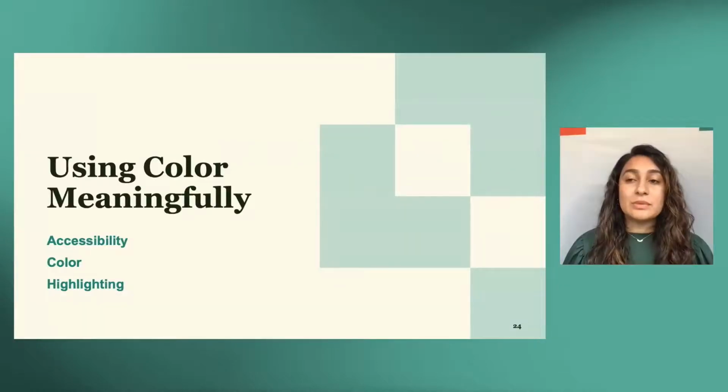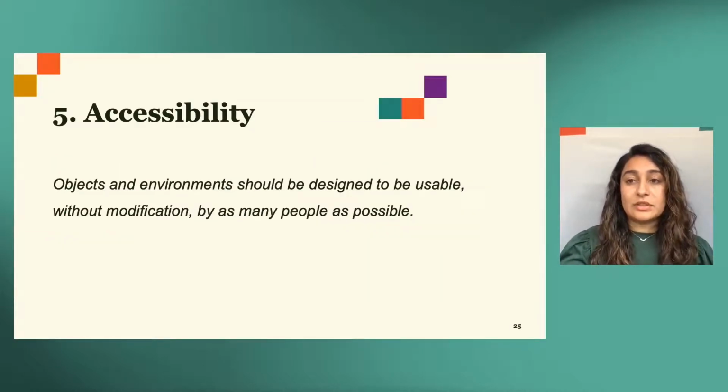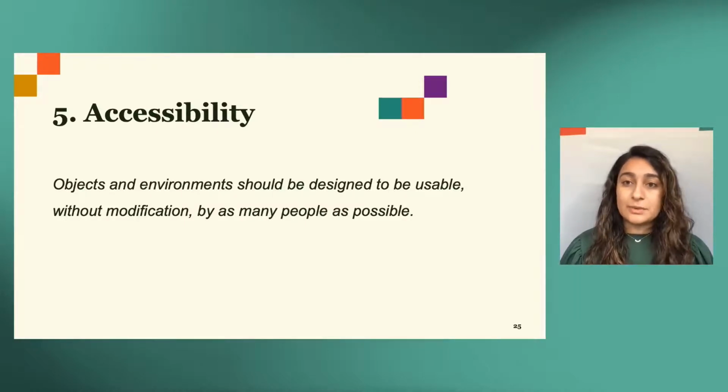The next section we want to cover with you is how to use color meaningfully. We will be discussing 3 principles: accessibility, color, and highlighting. The principle of accessibility says that objects and environments should be designed to be usable without modification by as many people as possible. This is a very broad principle, so we will specifically be giving examples of how it relates to choosing colors that are helpful for people with color blindness.